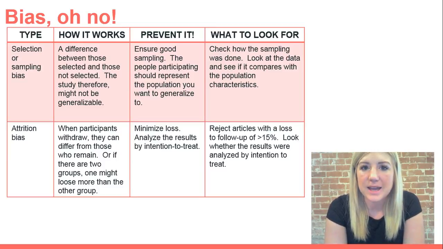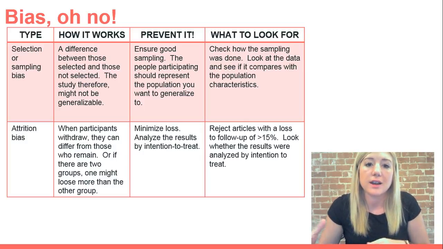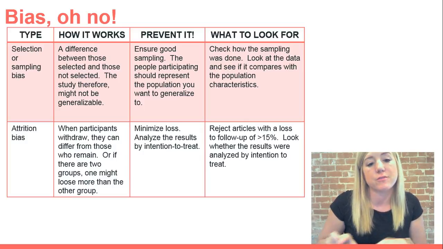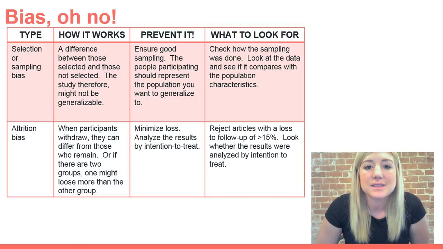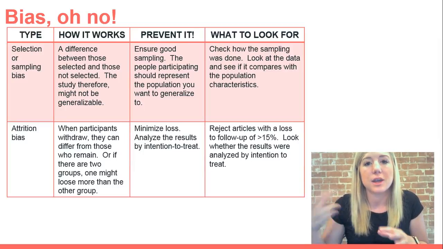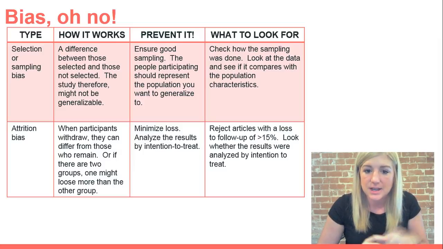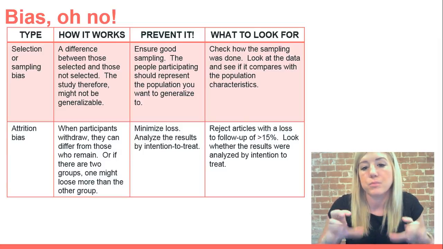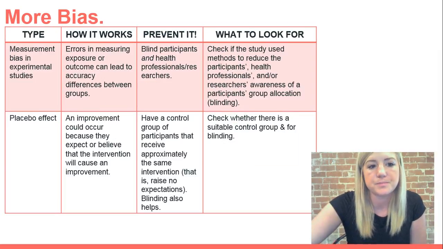The attrition bias is when participants withdraw. Those people who withdraw can be very different from those who remain in a study. And so you want to minimize loss for this and analyze the results by intention to treat. This will get rid of some of that bias. You want to reject articles with a loss to follow-up of greater than 15% and look at their results and see if they analyze by intention to treat. And we'll cover that more later.